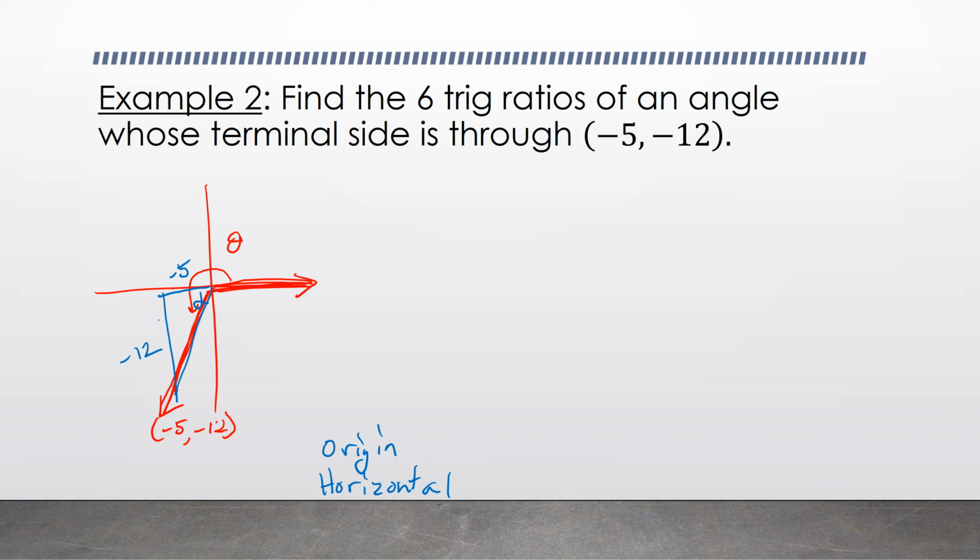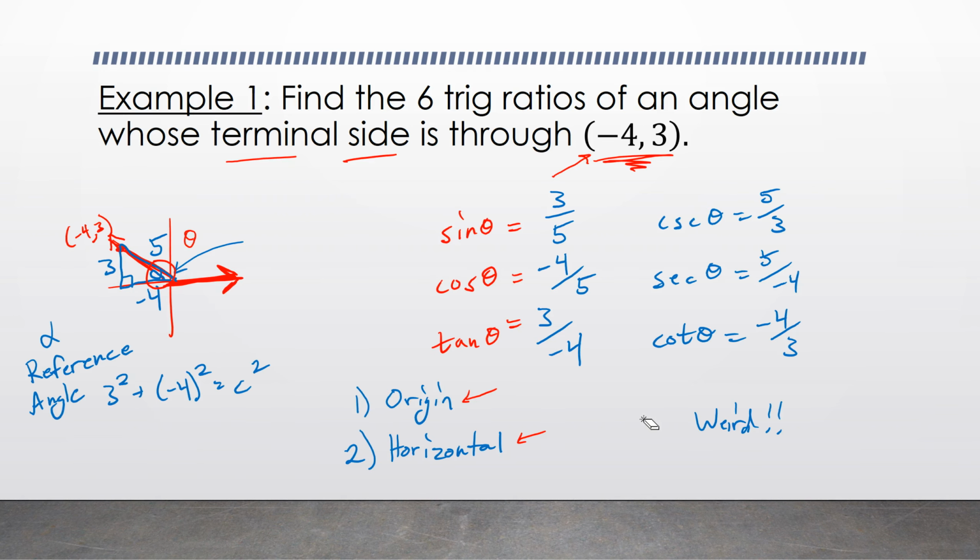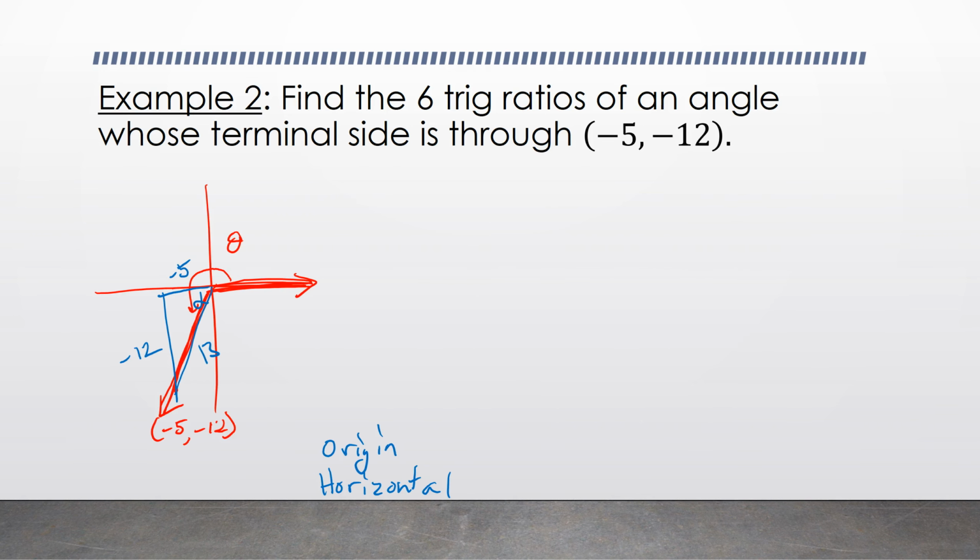Now again, we can use the Pythagorean theorem to figure out the hypotenuse. I happen to know that the hypotenuse here is 13. This is what's called a Pythagorean triple, 5, 12, 13. Notice that in both cases, the hypotenuse has been positive. Positive here, positive here. The hypotenuse, here's another principle, is always positive.